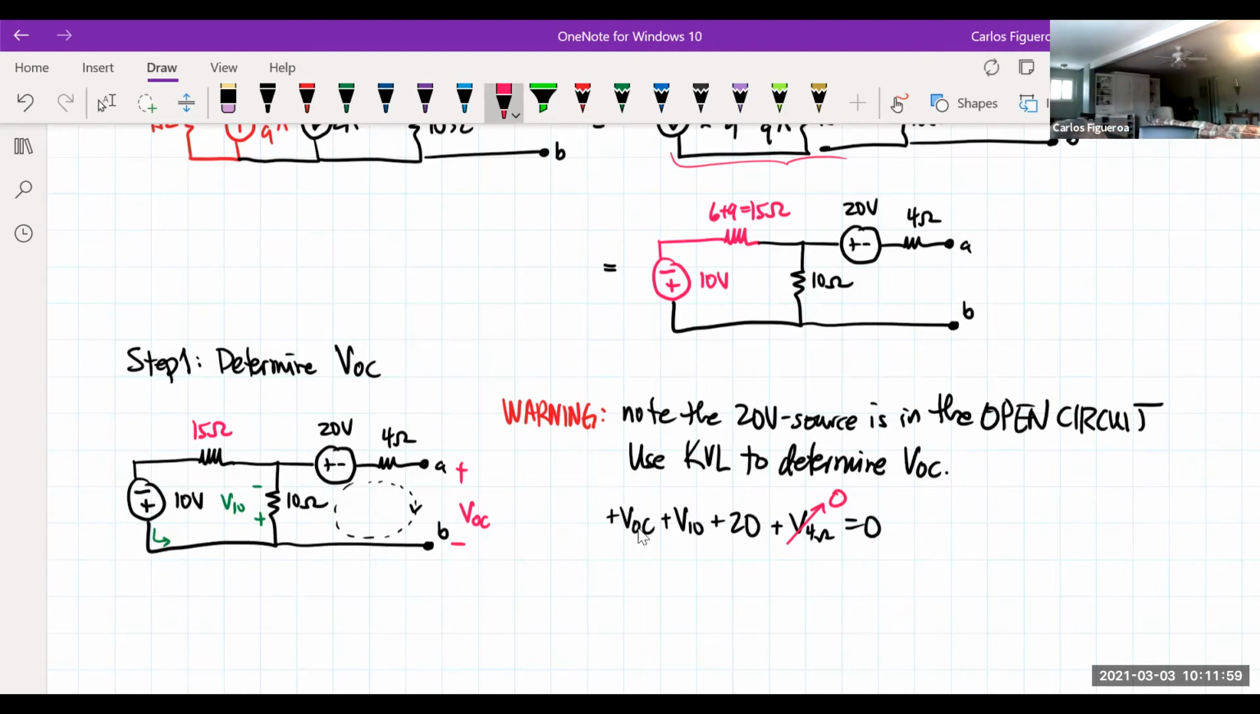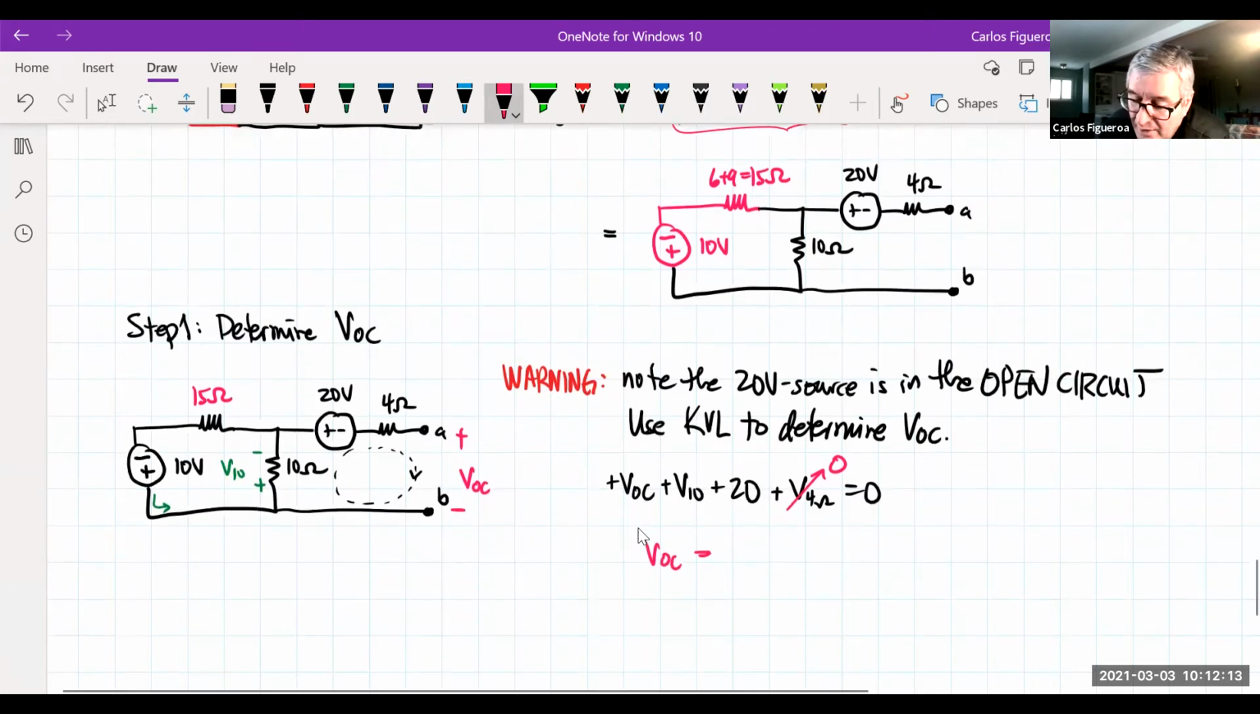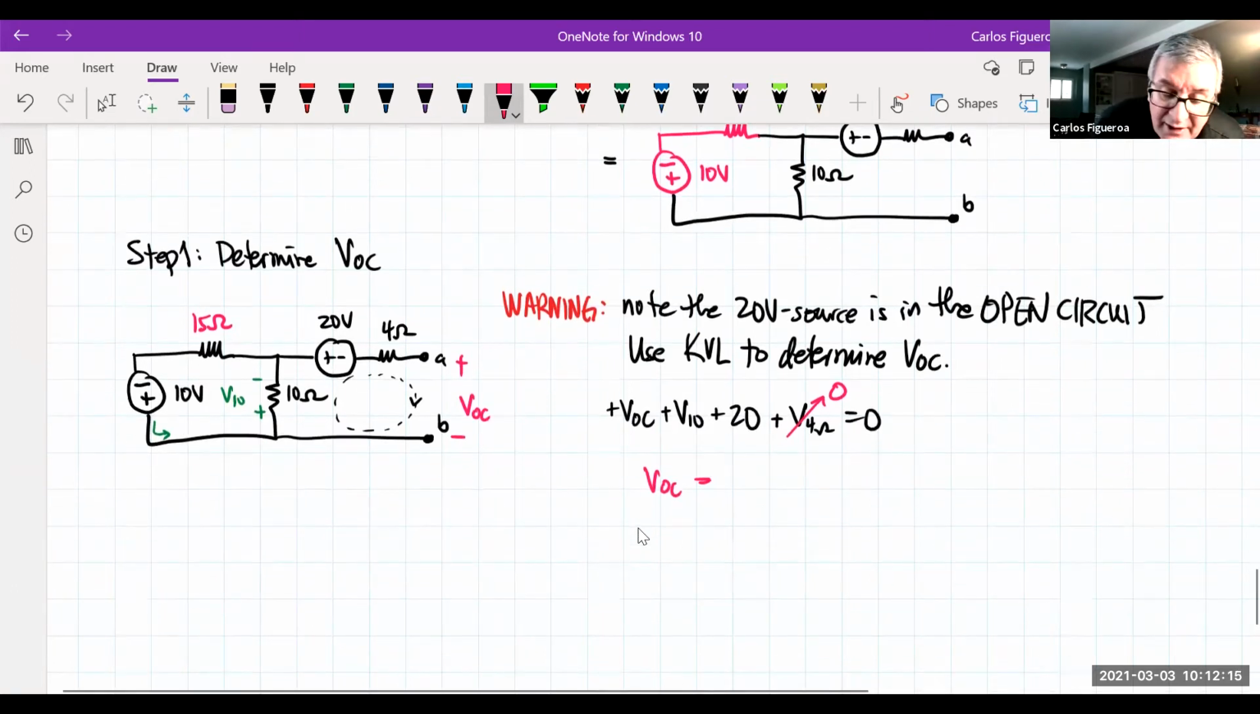So now what we want to do here is we want to sort of look at what VOC says. So VOC then says it's got to be equal to what? Just doing the algebra, it tells us it's got to be minus V10 minus 20.